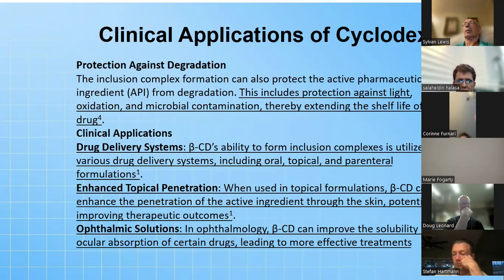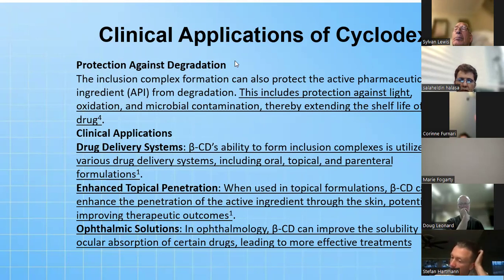So we can make complexes, especially with those fat-soluble drugs. You can dissolve them in water, protect them from degradation, and target those drugs using cyclodextrin as a capsule. It enhances topical penetration. If you have any drug that you want to pass through the skin, like sex hormones, testosterone, or estrogen, then we can complex it with cyclodextrin. It helps to push the drugs through the skin. It enhances the penetration of the active ingredient through the skin.